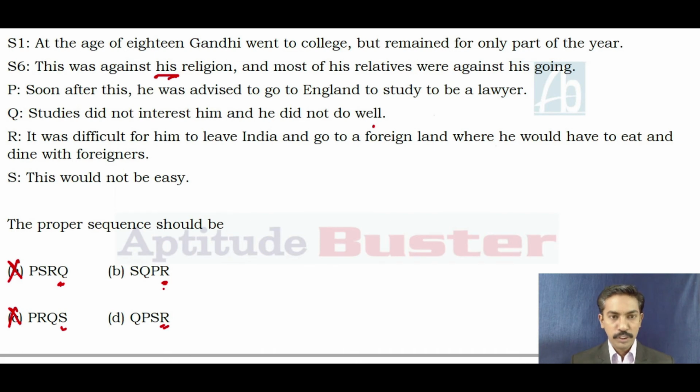We are very sure that R is the 5th position. Try to find the 4th segment. Find out whether P should be the 4th sentence or S should be the 4th sentence. P says, soon after this, he was advised to go to England to study to be a lawyer. It was difficult for him to leave India. Makes sense because he was advised to go to England and it was difficult for him to leave India. So, P makes sense. Keep it.